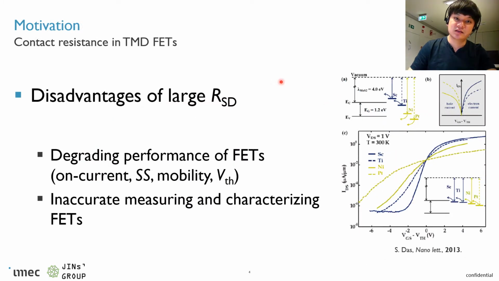The next one is the disadvantages of large contact resistance, or degrading performance of devices, such as on current, subthreshold swing, mobility, and threshold voltage shift. The second disadvantage is inaccuracy in measuring and characterizing FETs.